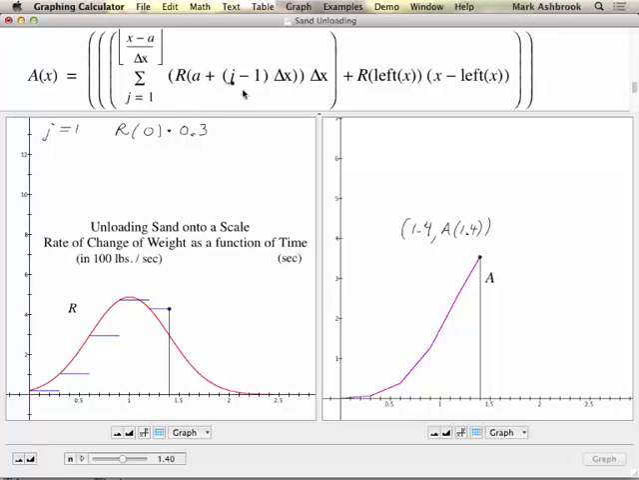When you plug J equals 1 in here, you get R of 0. Well, R of 0 is the Y coordinate of all the points on the first step. It's the pretend constant rate in the first interval. And so that's K1 times delta X equals delta, we'll call it delta W1 for weight, which is like delta Y, right? And then J equals 2.